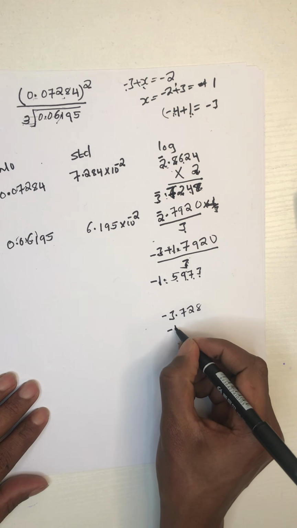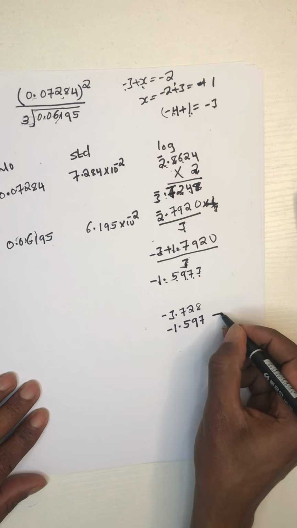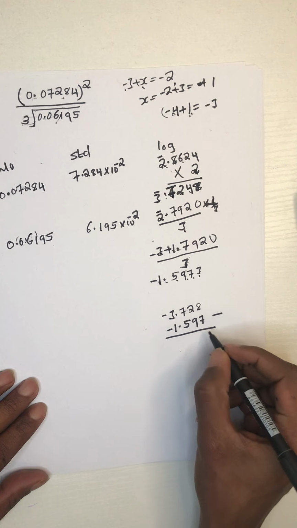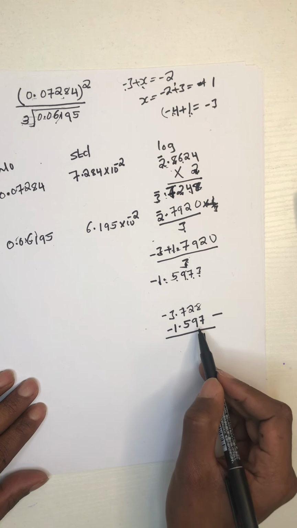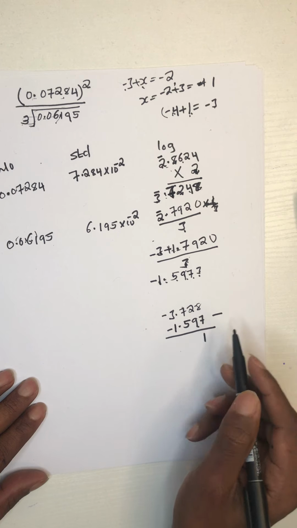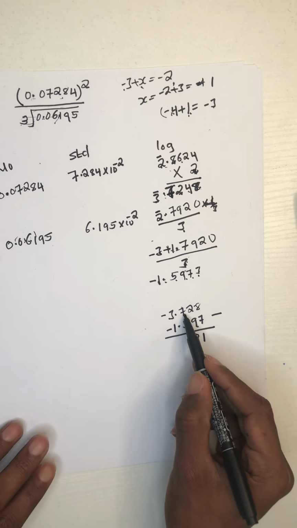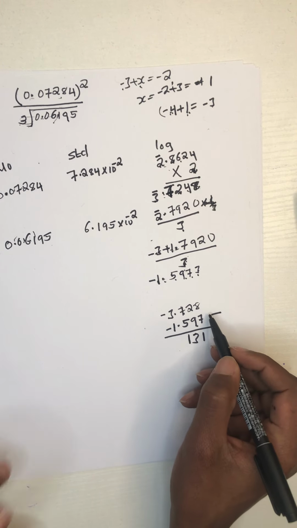Then negative 1.597. We have to subtract. Okay, we have to subtract. Then this one minus this one is 1. Then we have to carry 1 from here. 12 minus 9 will give us 3. Okay, 3 is what we get here. What is left is 6 minus 5, which is 1. Then we have to be careful in here.